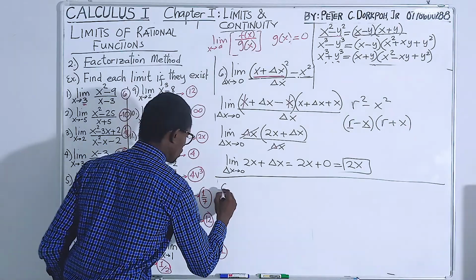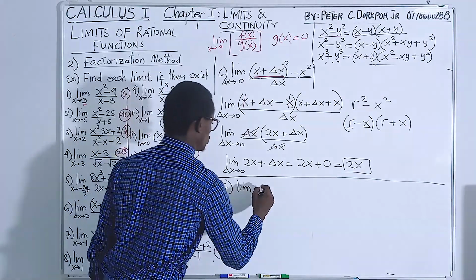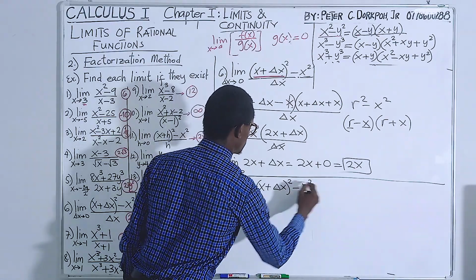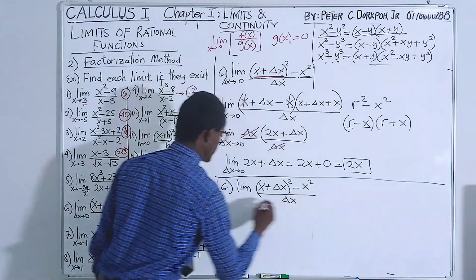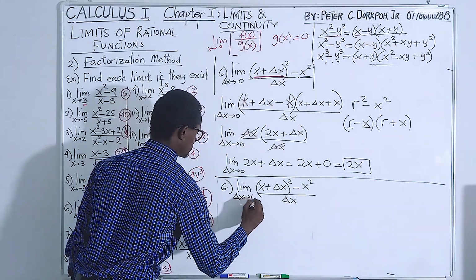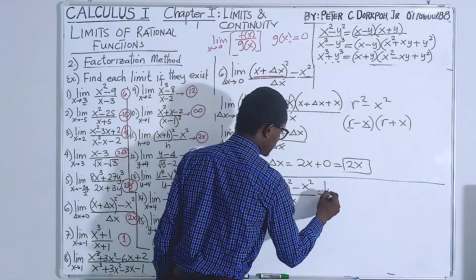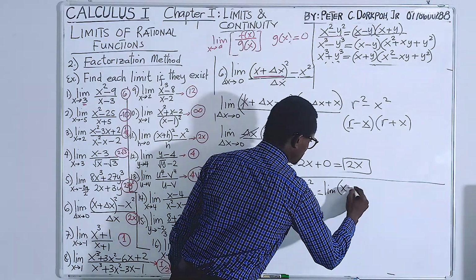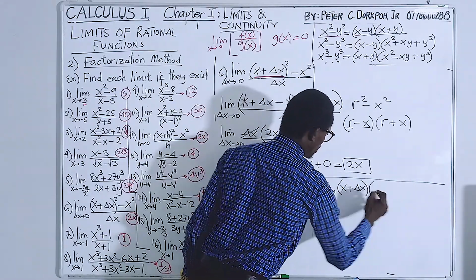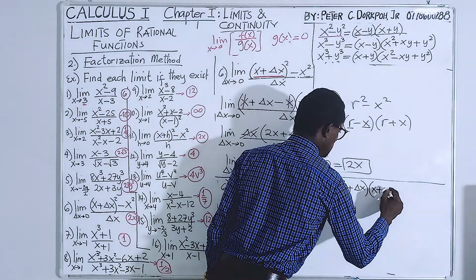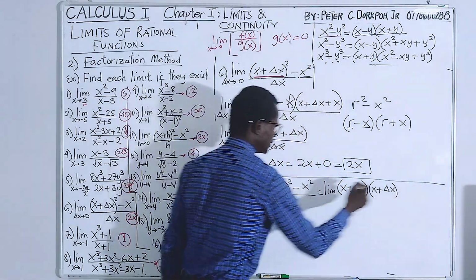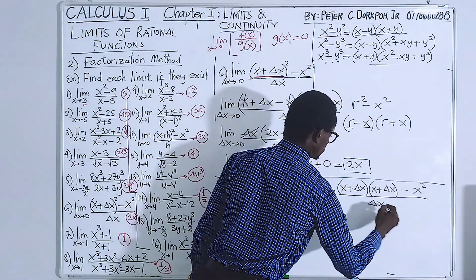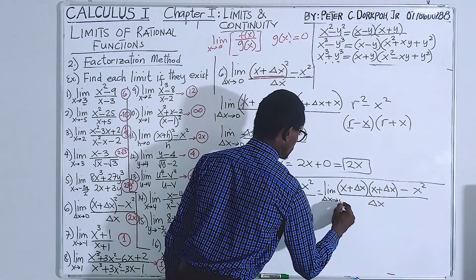What if we just saw this problem and decided to expand so that we can get our answer? So let's do the expansion method. Let's expand. If we were to just see this problem and start solving, then we expand this thing. This is (x plus Δx) raised to the second power, which is (x plus Δx) times (x plus Δx) minus x to the second power divided by Δx, as Δx is now approaching 0.